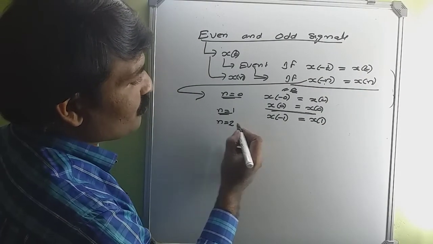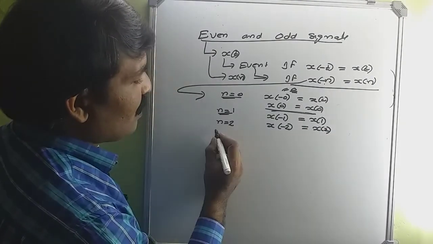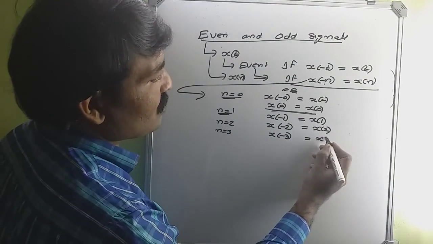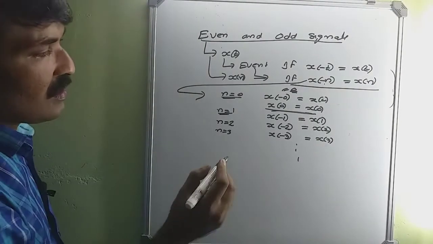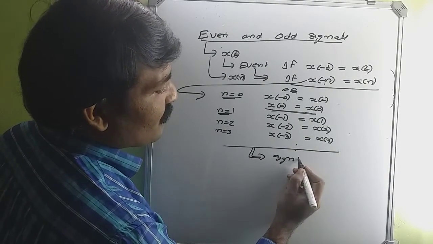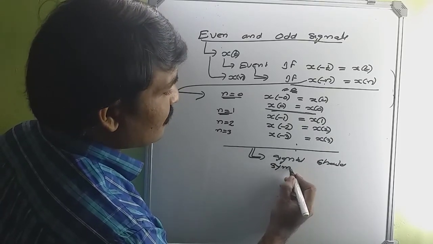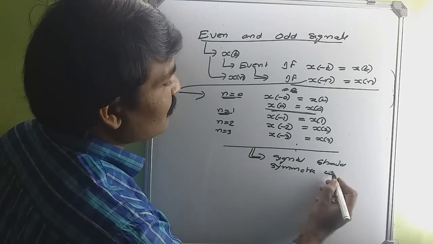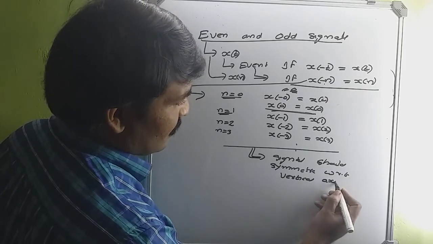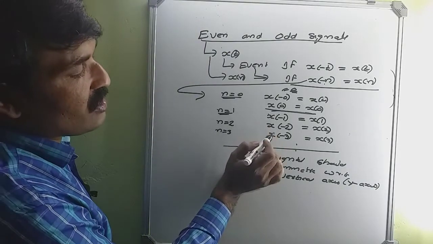N is equal to 2. X of minus 2 is equal to x of 2. N is equal to 3. X of minus 3 is equal to x of 3. And so on. This implies the signal should be symmetric with respect to the vertical axis, that is the y axis. Then only this condition is satisfied.